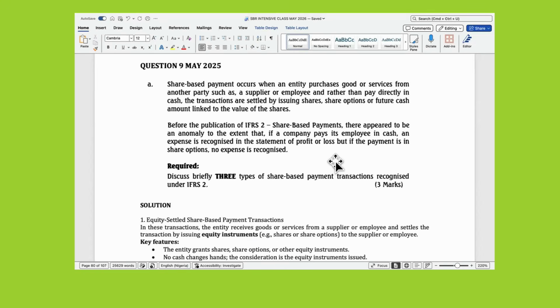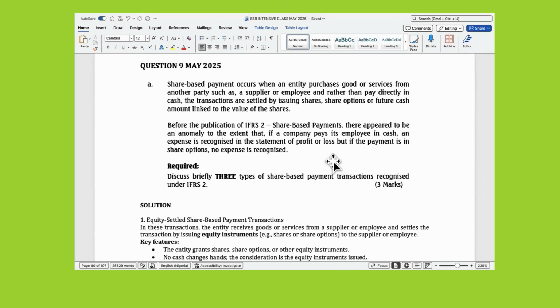And the other areas is just to solve more questions on accounting standards and the theory part, and also to solve more questions on group accounts, some other areas. Then we'll be done for the intensive class. So let's focus on what we have for today. I'll be starting with this question.